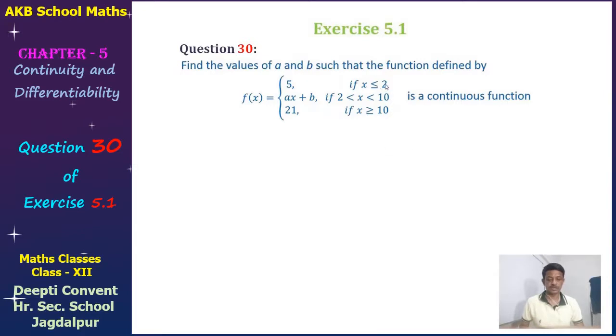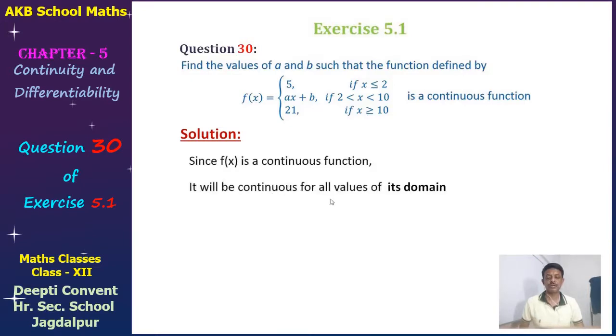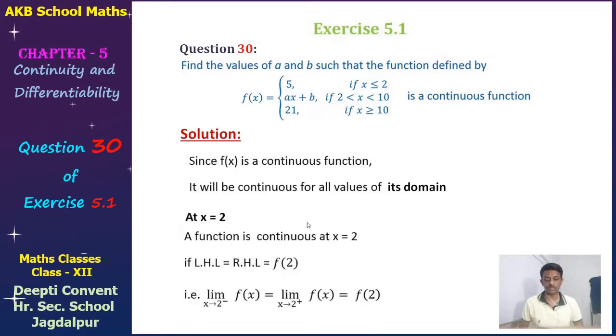That is, the function is continuous at 2 and continuous at 10 because its domain is the whole set of real numbers. So let us solve this. Since the function is continuous, it will be continuous for all values of its domain. That's why it is continuous at 2 and at 10. Now we are trying to find a and b. There are two constants, so we will get two conditions, x equal to 2 and x equal to 10.